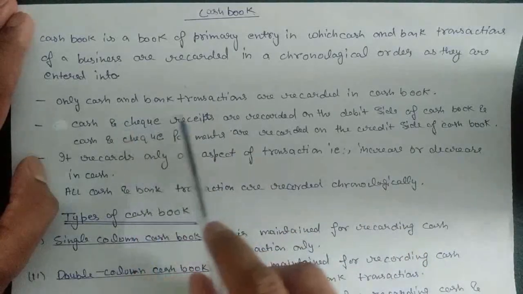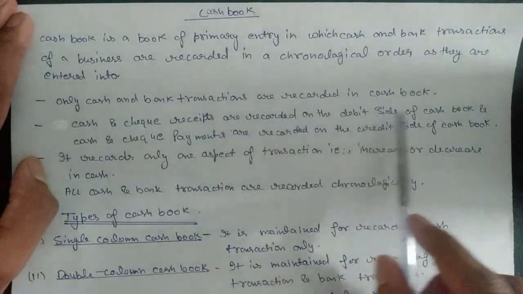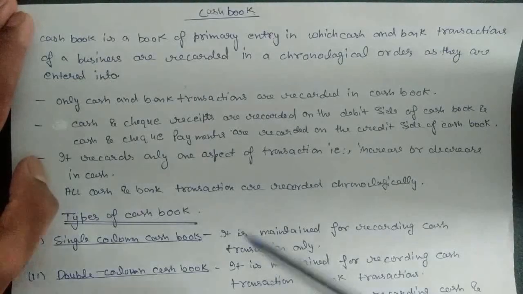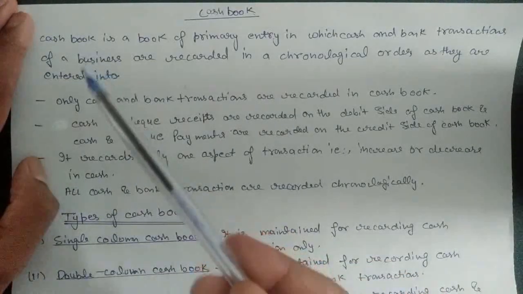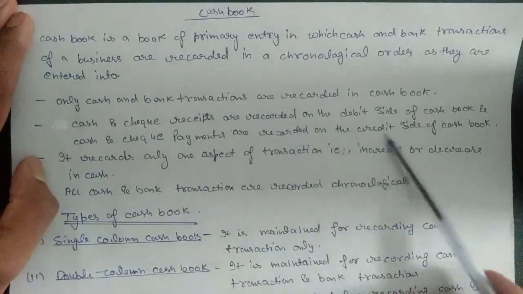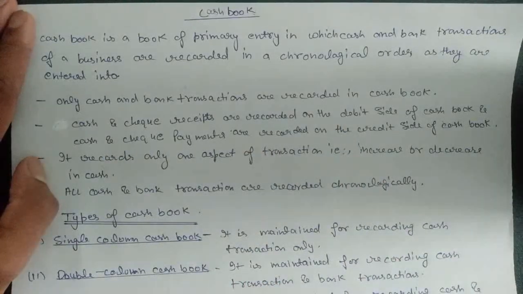Next, cash and cheque receipts are recorded on the debit side of the cash book. As I told, the inflow of the cash will be recorded on the debit side and the outflow of the cash and cheque payments are recorded on the credit side. So जितना भी पैसा आ रहा है उसको हम डेबिट साइड में रिकॉर्ड कर लेंगे कैश बुक के, और जितना आउटफ्लो हो रहा है फर्म से we will record it on credit side. So basic logic is all the inflow of cash or bank will be recorded on debit side.